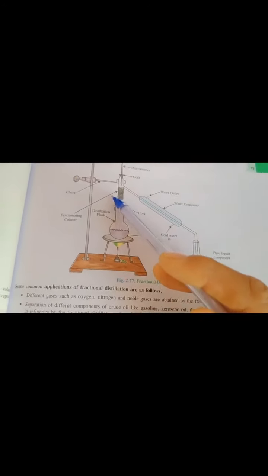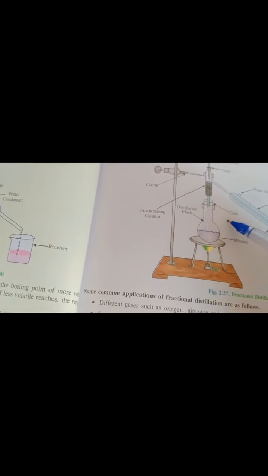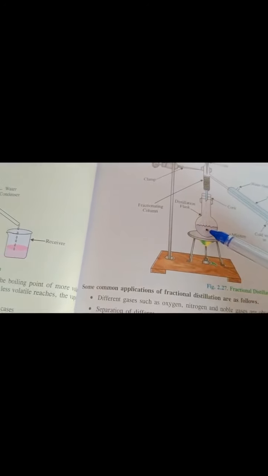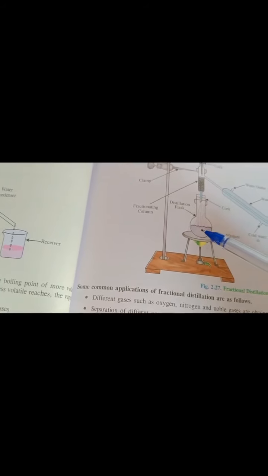In this method we have fitted one fractionating column. In this column so many round balls, which you call marbles, we can add, or we can say that some obstacle between the vapors we have kept in the distillation flask. Then what will happen? Suppose you are using an alcohol and water mixture. Alcohol has nearly 75 degrees centigrade boiling point, water has nearly 100 degrees centigrade. So what will happen when you heat it?